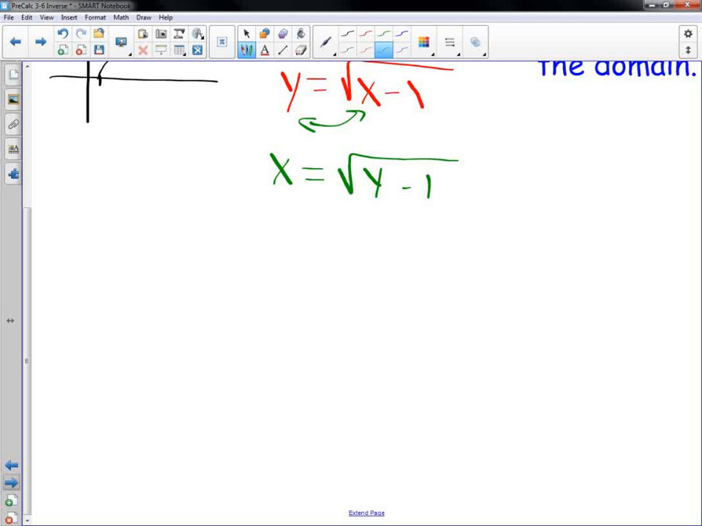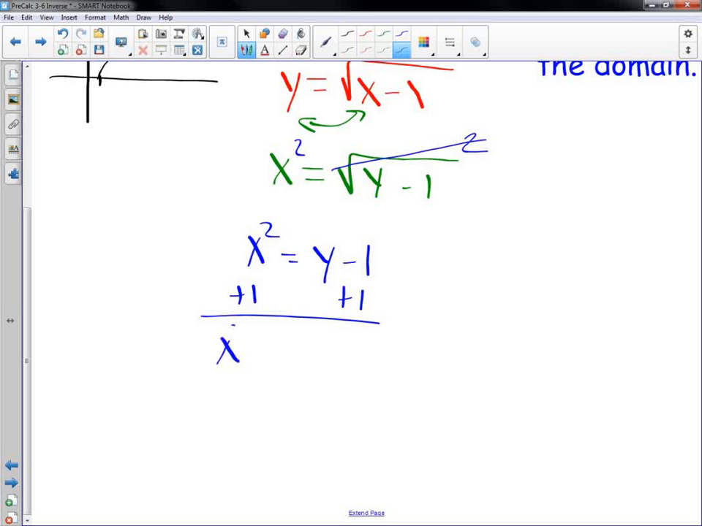All right. So how can you get rid of that square root sign? Square it. And those eliminate, now you have x squared is equal to y minus 1. Still trying to get y by itself, right? Plus 1, plus 1. x squared plus 1 is equal to y. All right, so that's the replace part.